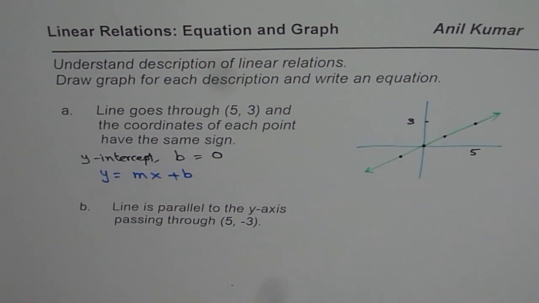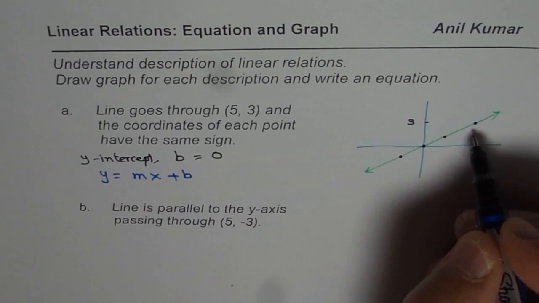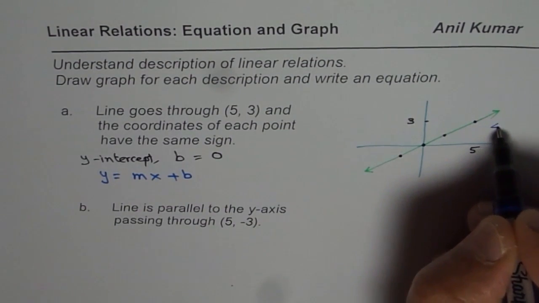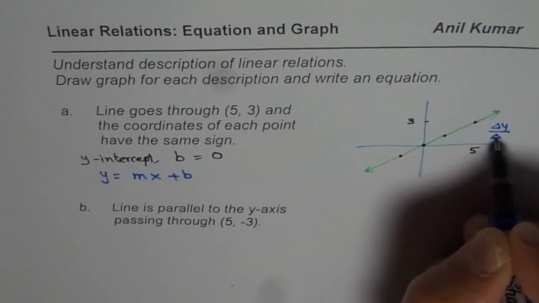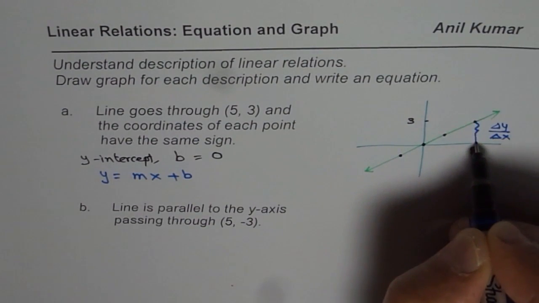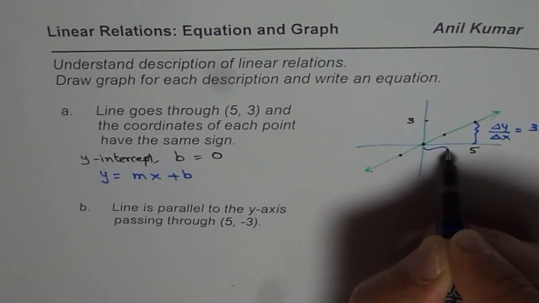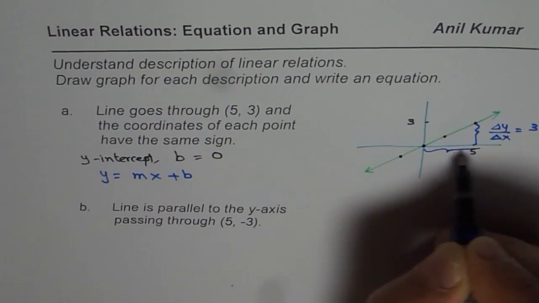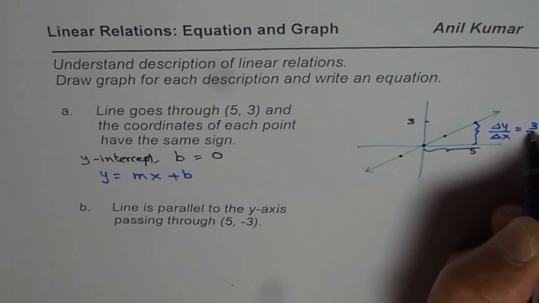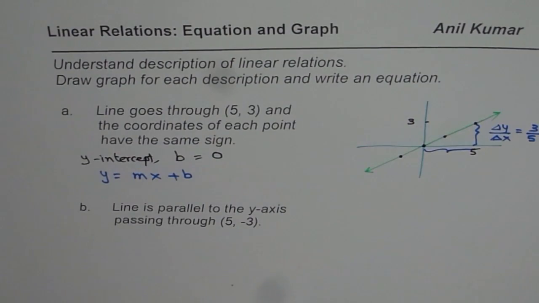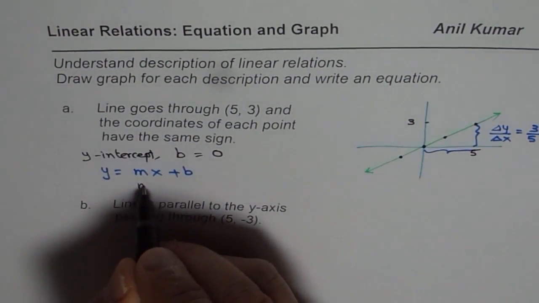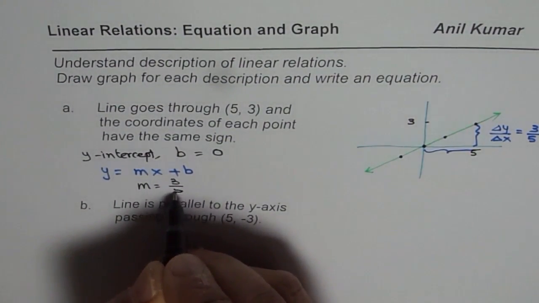Now, what is the slope of this line? To find the slope of the line, we have to do delta y over delta x. Now, delta y is this value, which is 3, right? And delta x is this value, horizontal, which is 5. So 3 over 5 is indeed the slope. So from here, we know slope m is 3 over 5.